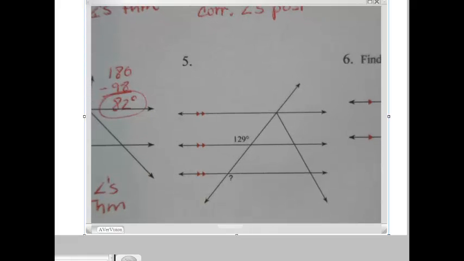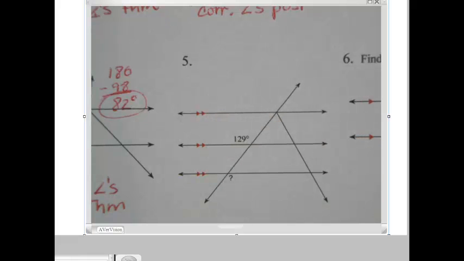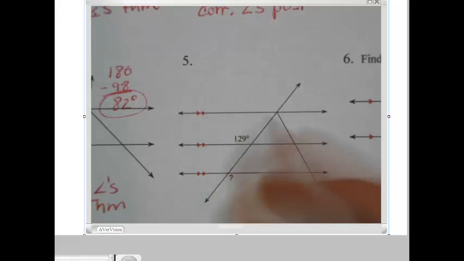Number 5, holy smokes, we've got 1, 2, 3 lines and they're all marked parallel. So yeah, you can have more than 2 parallel lines. You can have a whole bunch of parallel lines. You guys look at your notebook paper or even your note paper you're using right here, you got parallel lines on those columns. So we've got 3 parallel lines, but this is the angle we need.